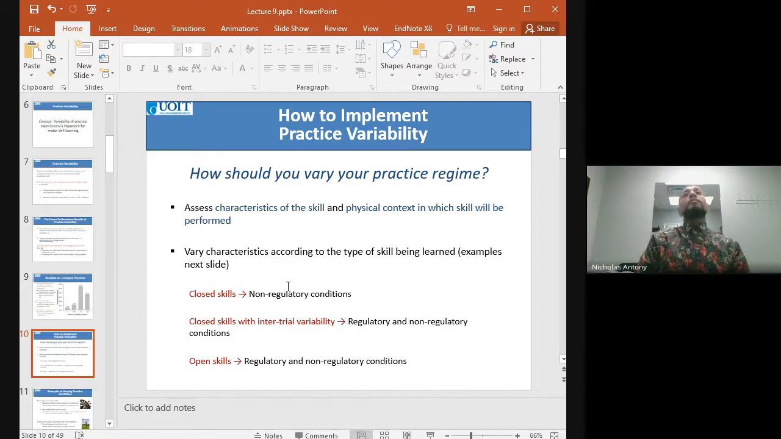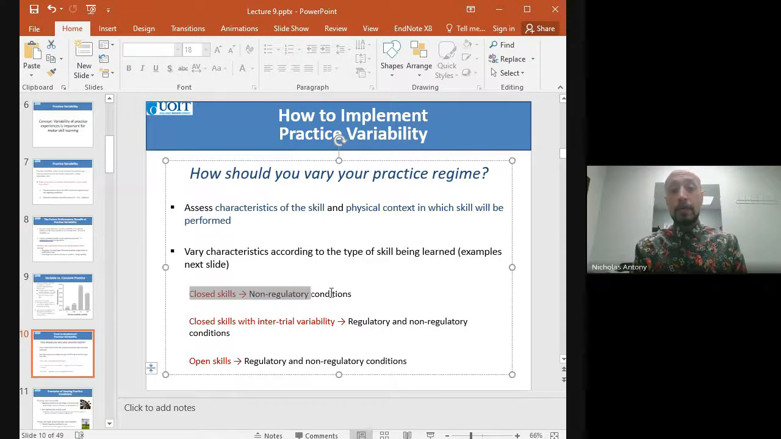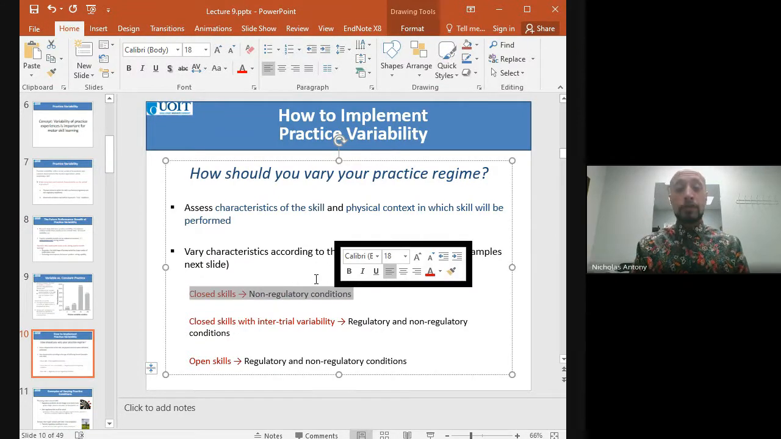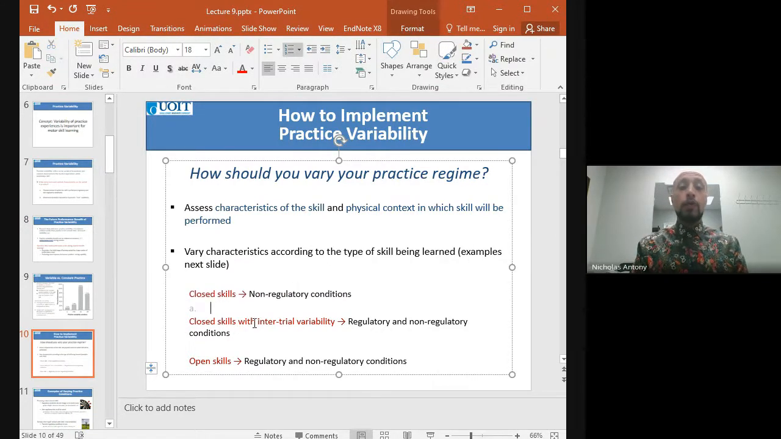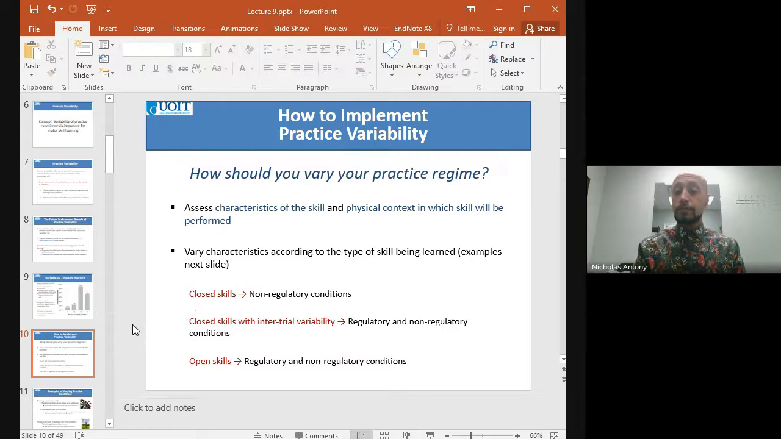So now let's talk about how to specifically implement practice variability and what learning research has taught us. Now, the characteristics of the skill and the physical contexts that you can change depend on the type of skill that you're performing. So with closed skills, you want to vary non-regulatory conditions. In closed skills with inter-trial variability, you can change regulatory and non-regulatory conditions, and the same thing with open skills.